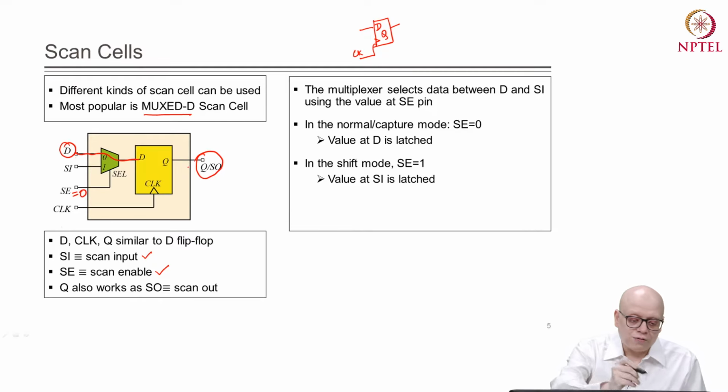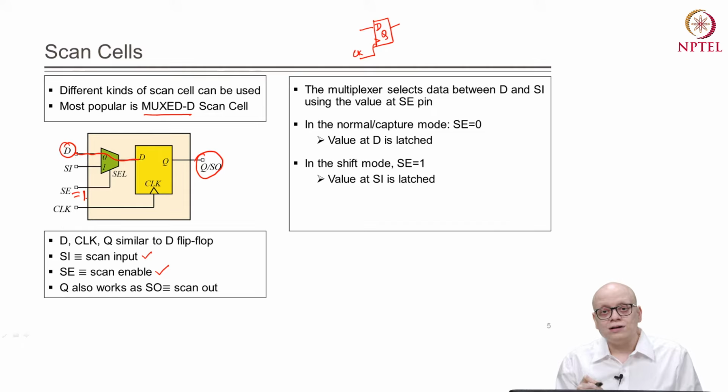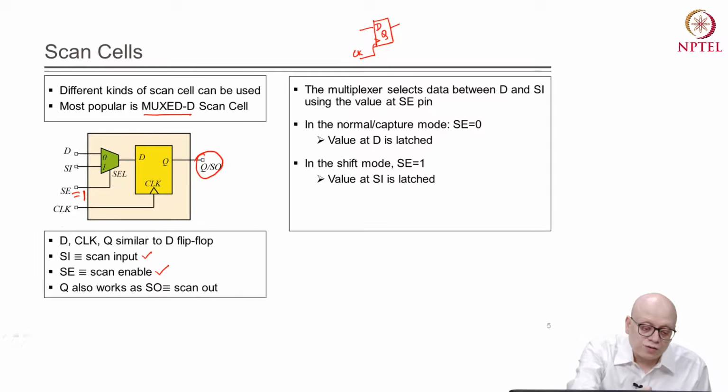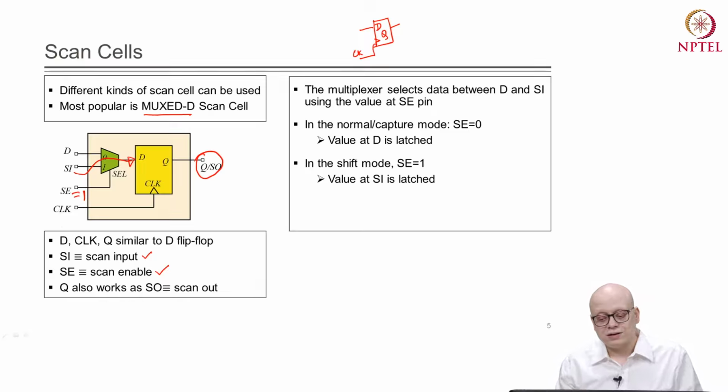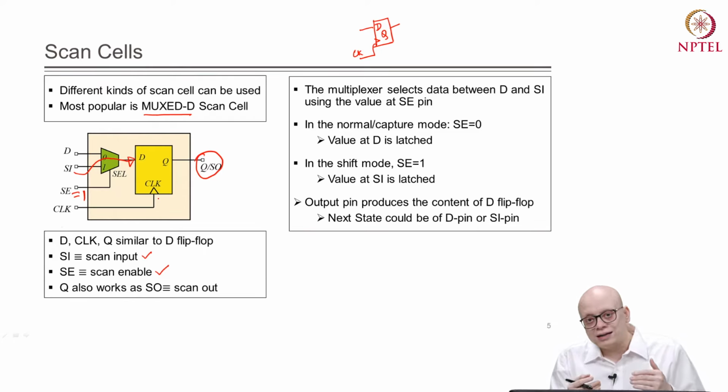However, when we make scan enable as 1, in that case the value not from D but from the Si pin will go to the flip flop and will be latched, right. So, the value at the Si input will be latched, and the Q pin will produce the content of the D flip flop, right. Whenever the clock edge comes, the scan cell goes into the next state, and the next state will be either the value of D or the value at the Si input.